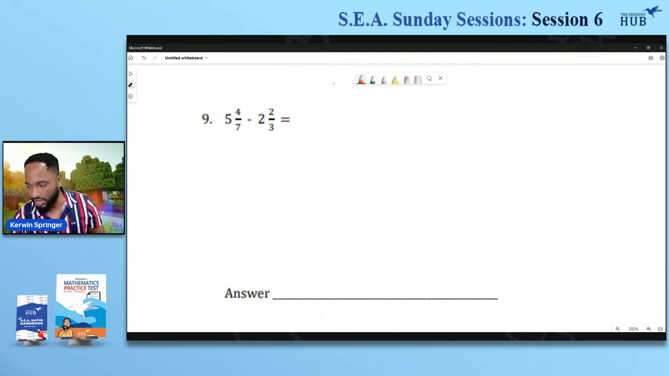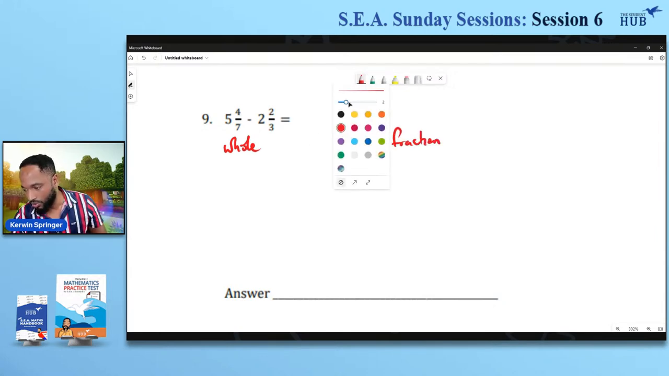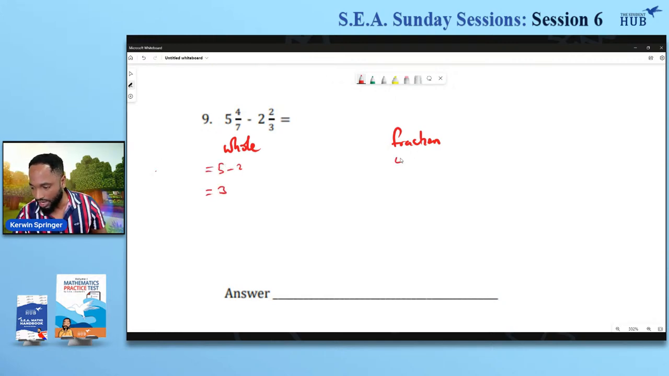So how do you do this? For the last 5 weeks, we have been doing it with the whole and the fraction method. So let's keep up with this method. The whole is 5 minus 2, so this is 3. Then the fraction side: 4/7 minus 2/3. Get our LCM of 7 and 3, which is 21. 7 can go into 21 3 times. 3 fours are 12. 3 can go into 21 7 times. So 7 twos are 14. So we have a little problem here. We're going into negative numbers: 12 minus 14. So we don't do that.